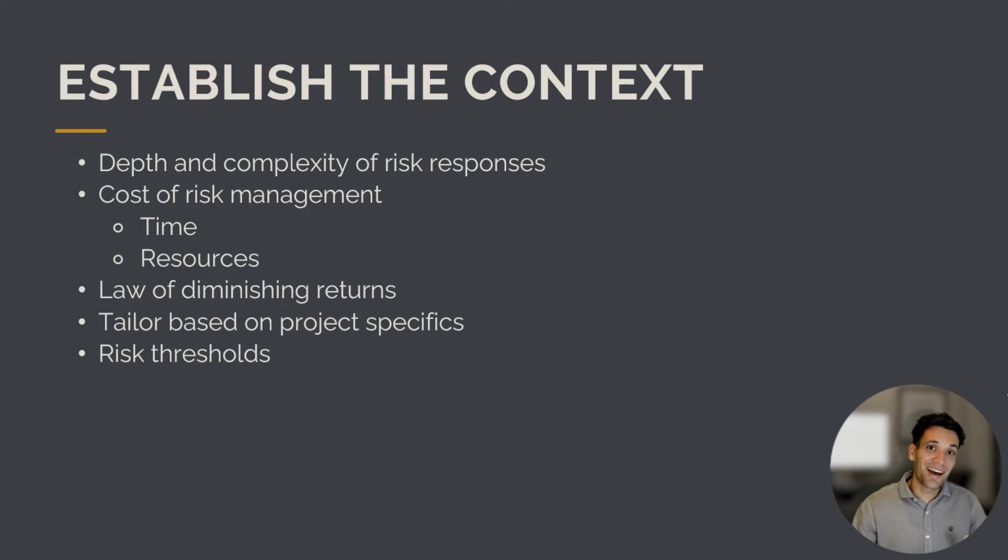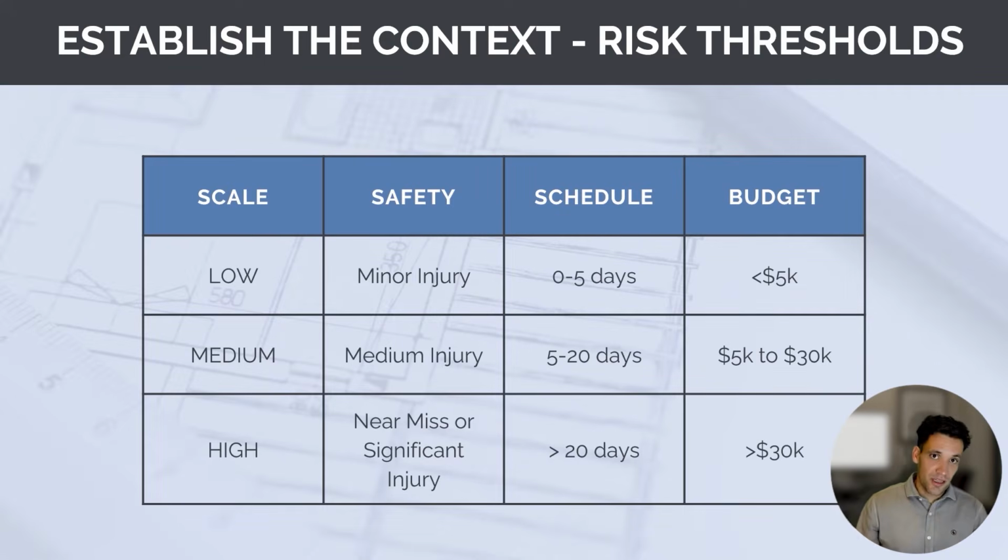On top of that, we want to understand our specific project risk thresholds. If we're working on a $10 billion project, a $2,000 cost blowout on a material order isn't a big deal. If we're working on a $20,000 minor home renovation, then a $2,000 cost blowout is a pretty big deal. That's why for any specific project we're working on, we need to understand our risk thresholds. What are considered important risks? What are considered unimportant risks?